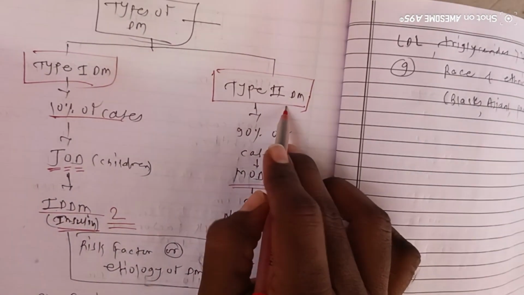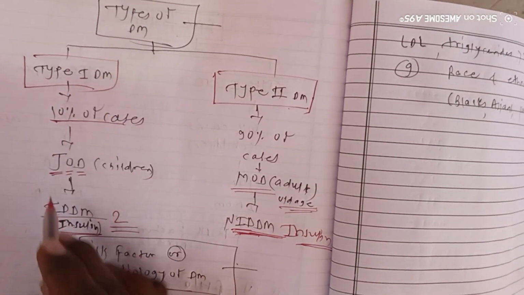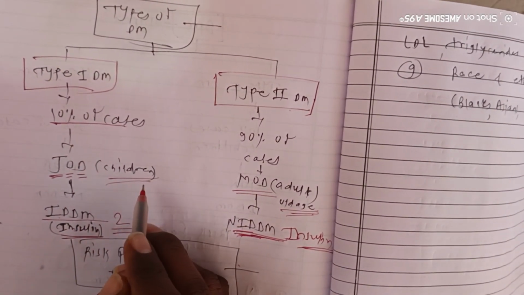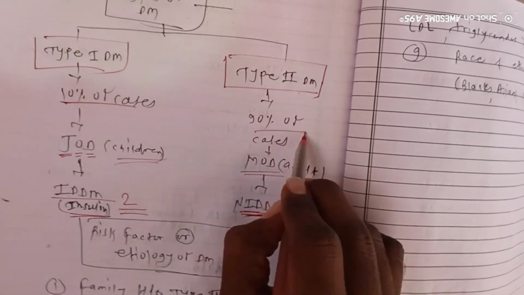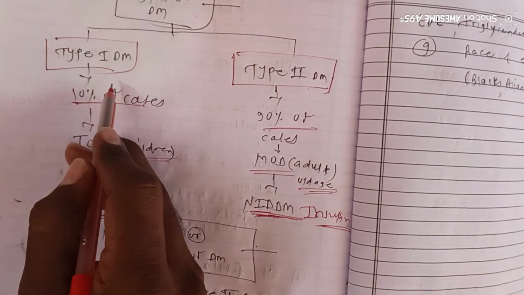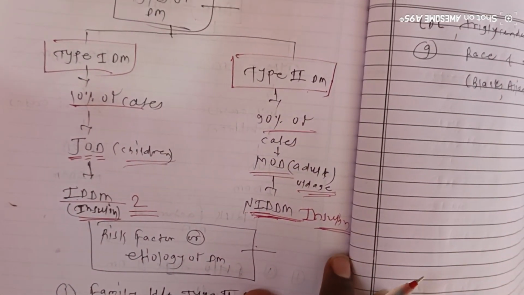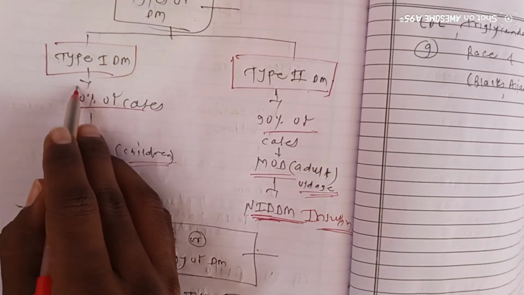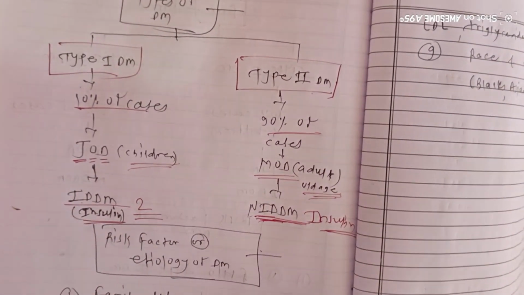Type 2 diabetes mellitus occurs mostly in old age, and type 1 diabetes occurs in children. The most common type of diabetes mellitus is type 2 diabetes mellitus. If you remember type 1 diabetes mellitus, remembering type 2 diabetes mellitus is easier for you. So just remember type 1 diabetes mellitus, and the exact opposite is type 2 diabetes mellitus.